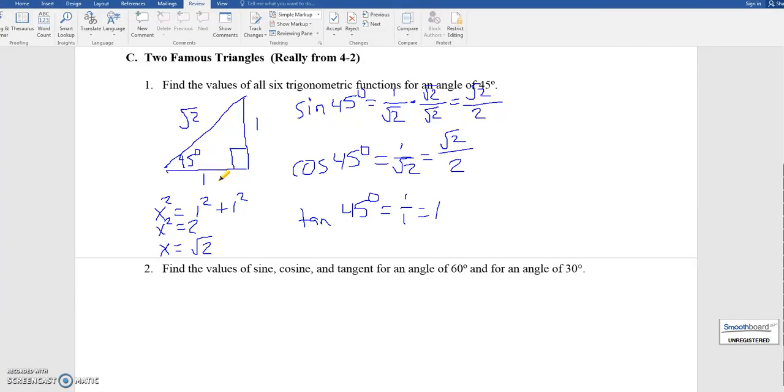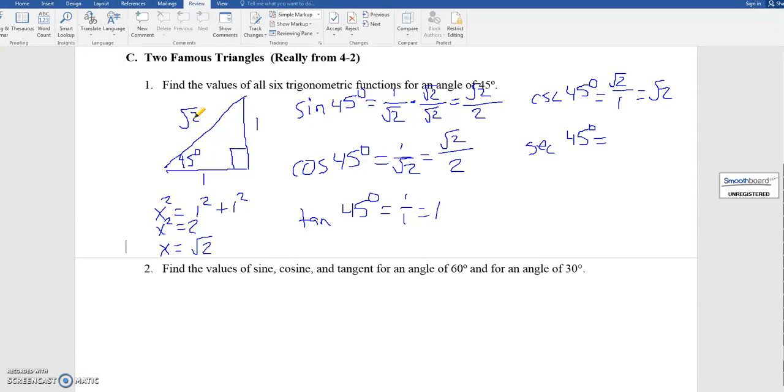And then we'll go with the reciprocal functions for each one. So the reciprocal of sine was cosecant. Okay, cosecant of 45 degrees. Well, if sine was opposite over hypotenuse, 1 over root 2, that means that this will be root 2 over 1, or just root 2. Secant of 45 degrees. That's the reciprocal of cosine. It works the same way. So adjacent over hypotenuse, that was 1 over root 2. This one will also be square root of 2 over 1, or square root of 2.